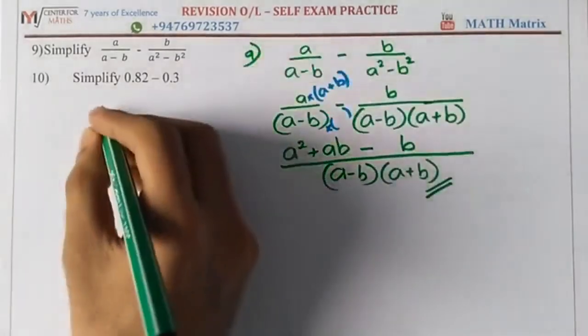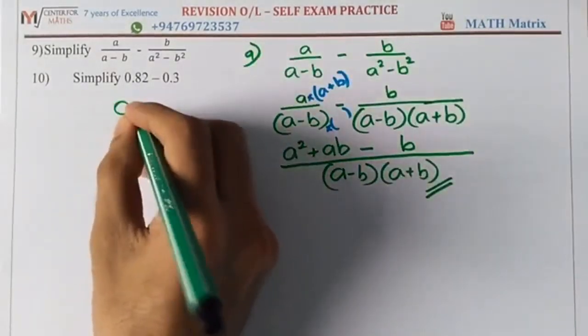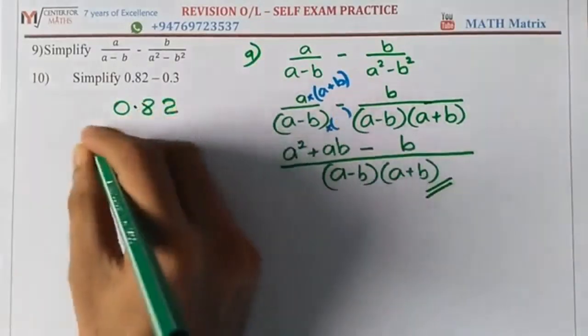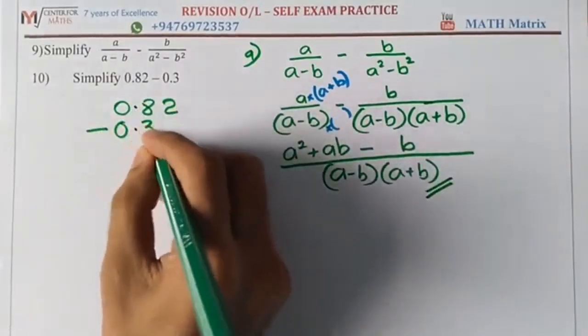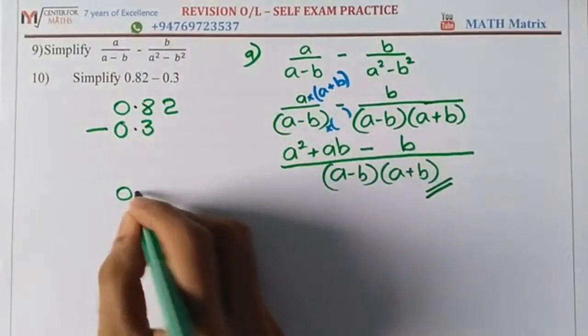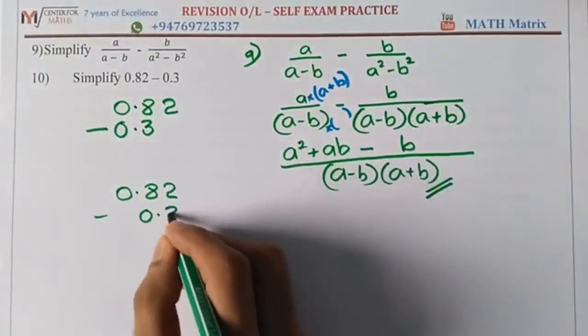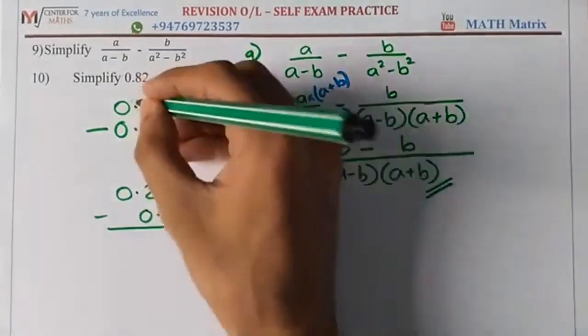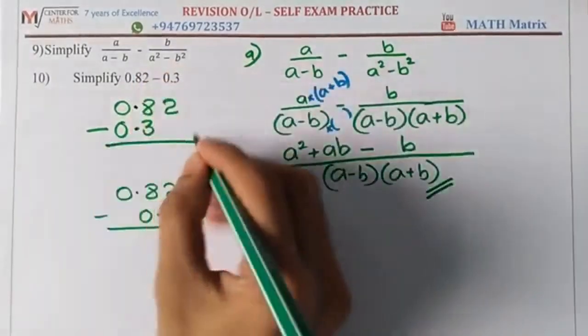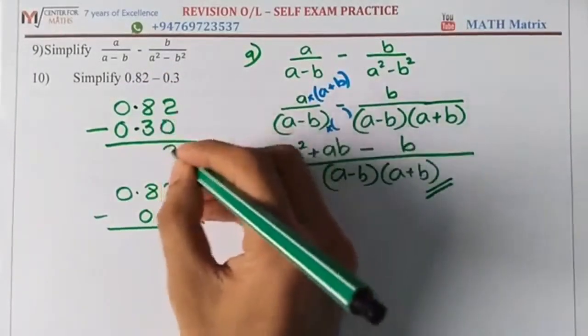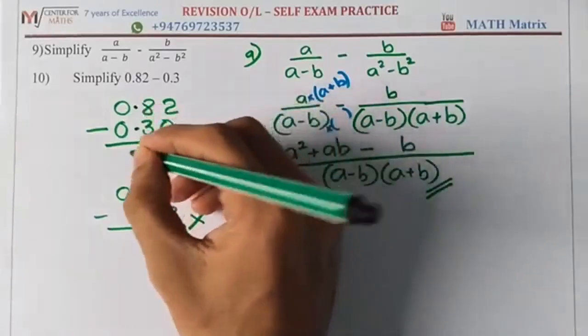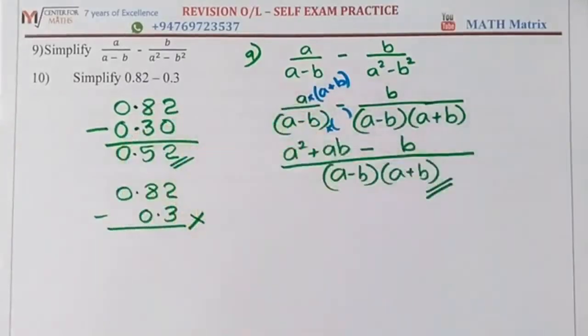And the last question, 0.82, we have to subtract this by 0.3. If you have marked it like this, most of them used to mark 0.82 minus 0.3, it's wrong, it's completely wrong. We have to join the decimals first. So 2 minus 0 is 2, 8 minus 3 is 5, and 0, 0.52. That's the answer. Okay, right?